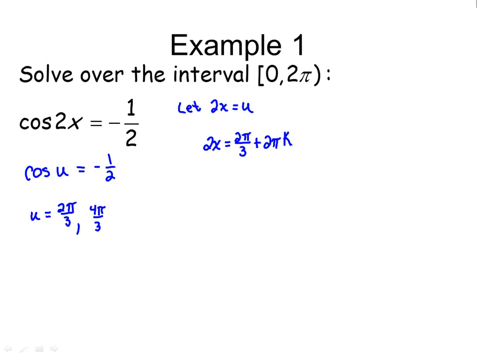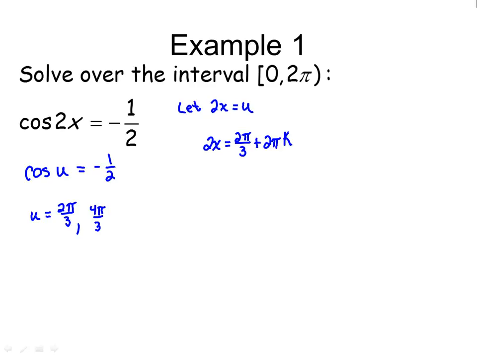So basically what I did is I said, instead of saying u is equal to 2 pi over 3, what is u equal to? What did I substitute u for? 2x. So instead of u equals 2 pi over 3, I'm going to say 2x is equal to 2 pi over 3. Over the course of 2 pi, I want to know how many times is it going to hit, and that's what k is going to be.